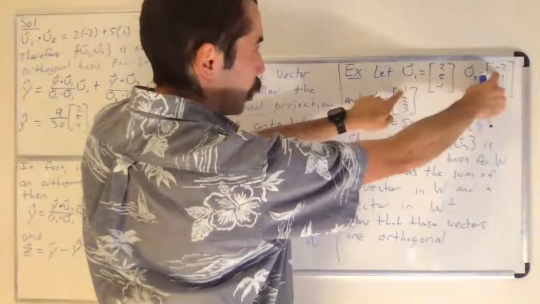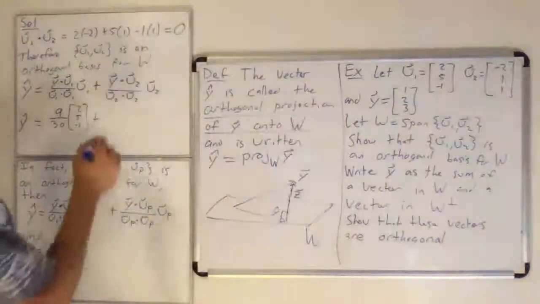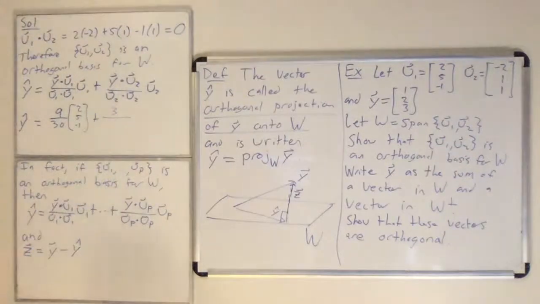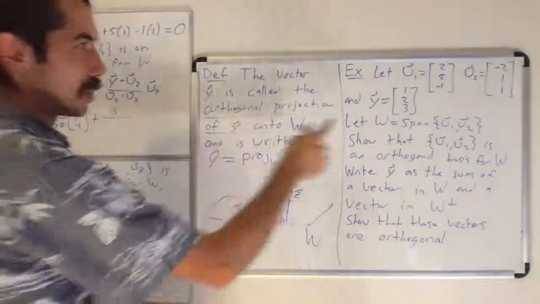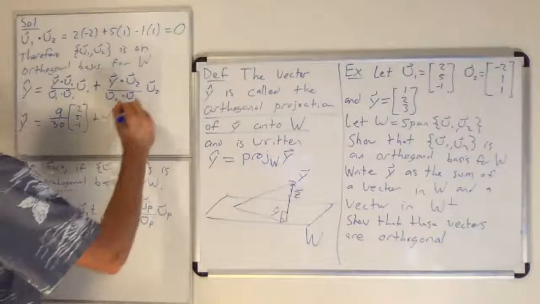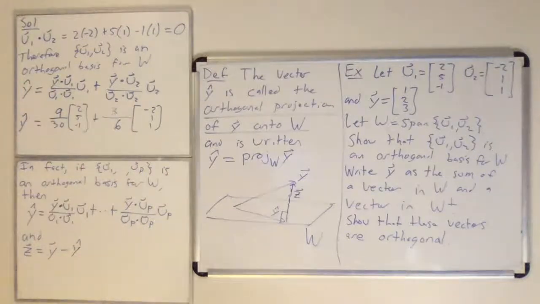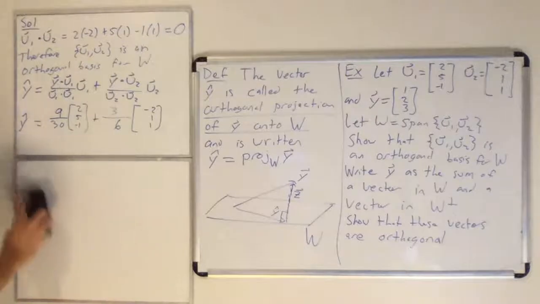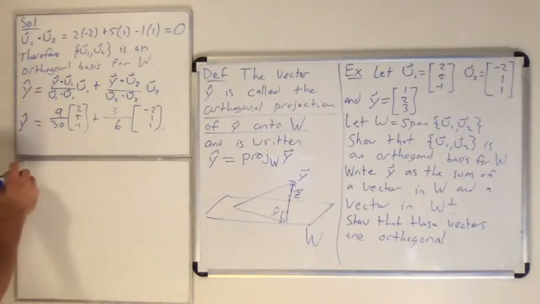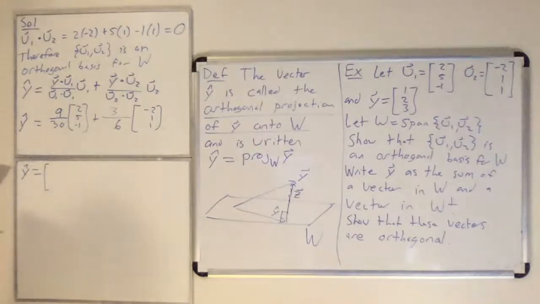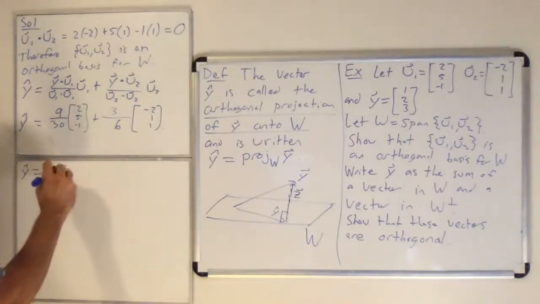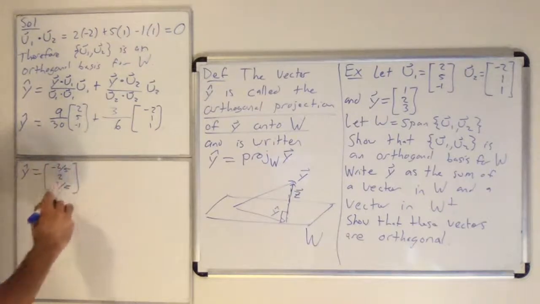And then the next one, we need y dot u2. So it's -2 plus 2 plus 3 as our numerator, which is 3. And our denominator is u2 dotted with itself, 4 plus 1 plus 1, which is 6. Okay, and so now we add these vectors together. When we do this, I did it in my notes, but you can check the math if you don't believe me. You get -2/5, 2, 1/5.